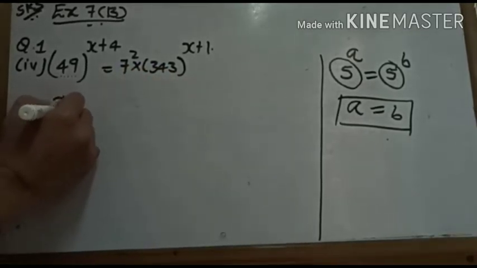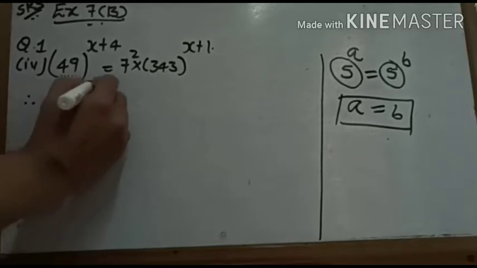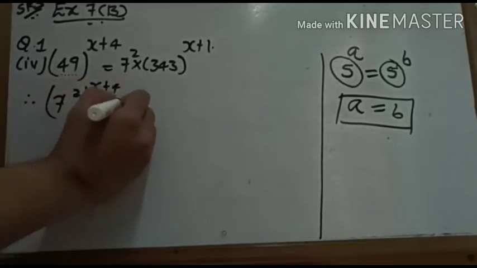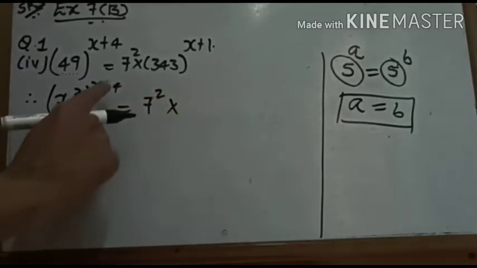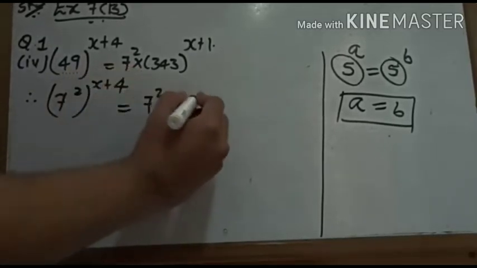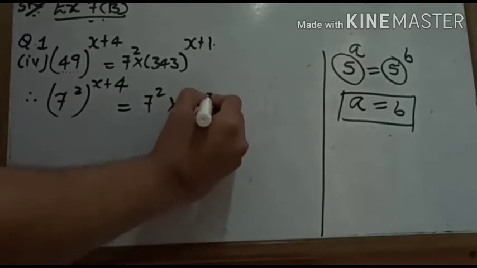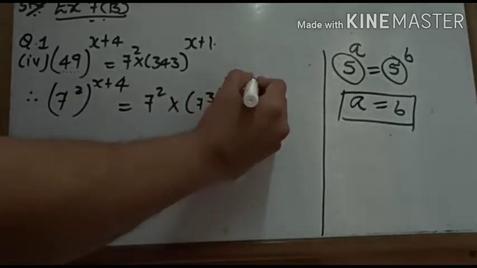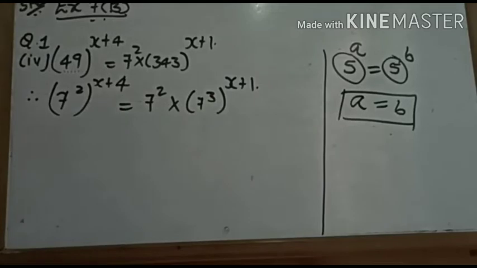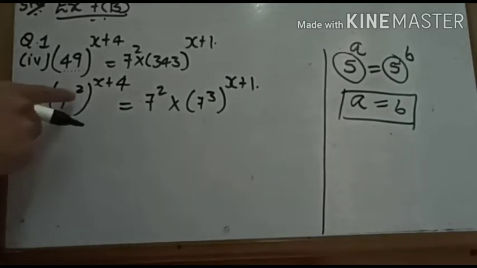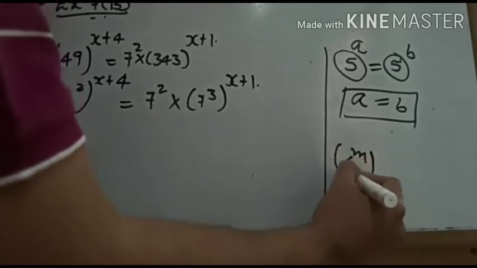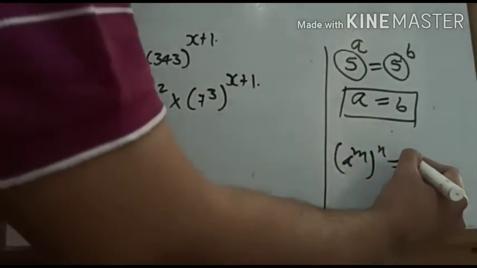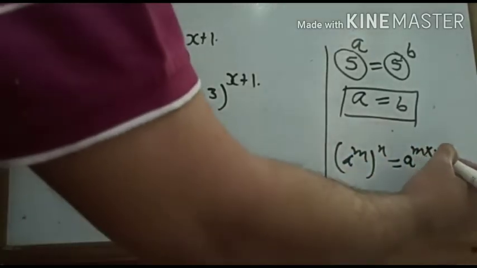So what I'll get here is 7 squared whole raised to x plus 4 is equal to 7 squared multiplied by 7 cubed whole raised to x plus 1. Now my dear friends, you have to be very careful over here. Here we are going to make use of the concept a raised to m whole raised to n is equal to a raised to m into n.